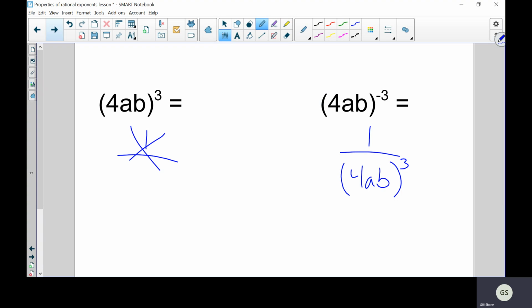No need. What would you do on this one on the left? Yeah, you just figure out what are the exponents. In this case, they're all 1. So you'd multiply 3 times every one of those. So that's just 4 to the third, a to the third, b to the third. That's it.